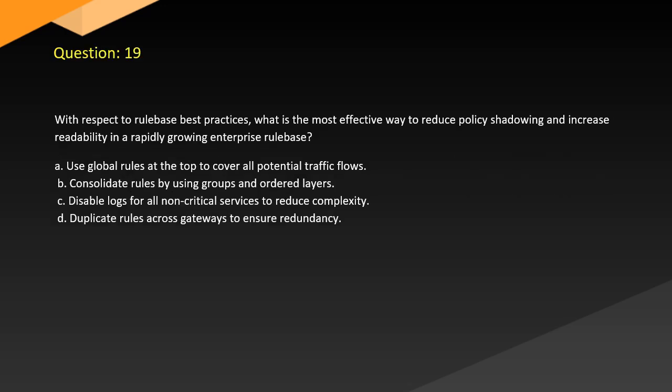Question 19. With respect to rule-based best practices, what is the most effective way to reduce policy shadowing and increase readability in a rapidly growing enterprise rule base? A. Use global rules at the top to cover all potential traffic flows. B. Consolidate rules by using groups and ordered layers. C. Disable logs for all non-critical services to reduce complexity. D. Duplicate rules across gateways to ensure redundancy.